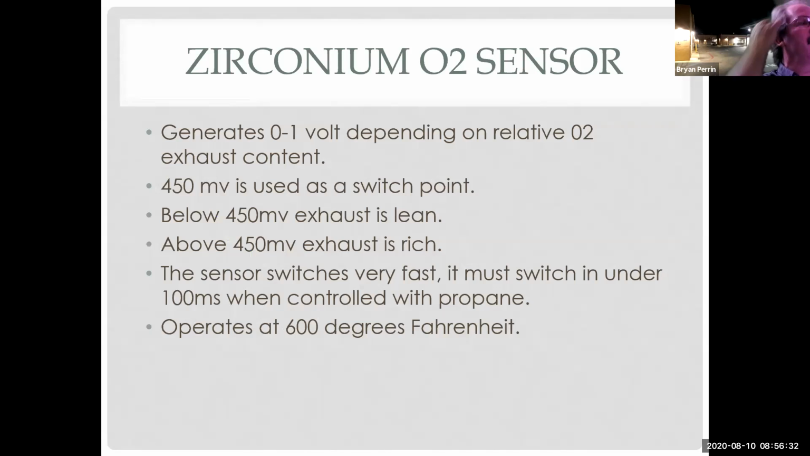So my zirconium oxygen sensor generates between 0 and 1 volt, depending on the relative O2 exhaust content. 450 millivolts is normally used as a switch point. Above 450 millivolts, the exhaust is considered rich, and below 450 millivolts is considered lean. The sensor switches very fast. It must switch under 100 milliseconds when propane is added, and it operates at 600 degrees Fahrenheit.